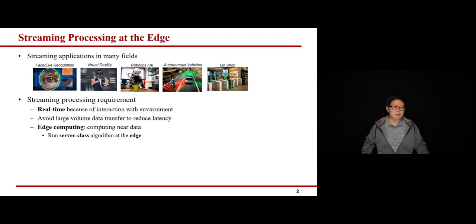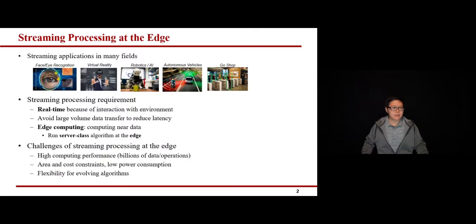This processing is always executed at the edge to avoid large volume data transfer and reduce latency, which means that streaming processing needs to run server-class algorithms at the edge. And here is the challenge. Streaming processing needs to achieve high performance computing under area cost and power constraints. It also needs to keep some flexibility.